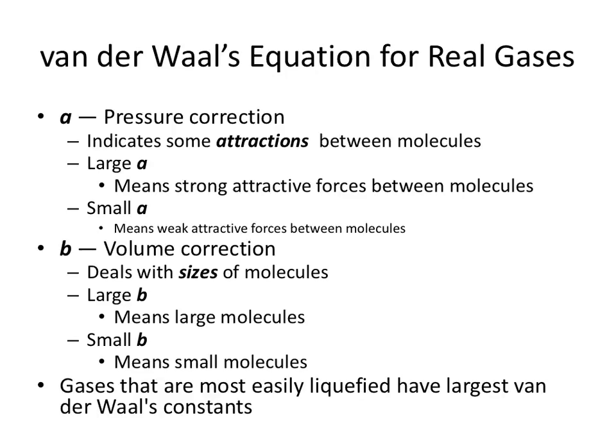B is a volume correction, and this deals with the sizes of molecules. So a large B means that we have large molecules, meaning that they're taking up more space. And a small b means that they're smaller molecules, so they're taking up less space, so they're not changing the volume as drastically. We know that gases that are more easily liquefied tend to have the largest van der Waals constants, right? Because if they're easily liquefied, then they're easily brought together. All right. So that is it on the kinetic theory and the variations in real gases.